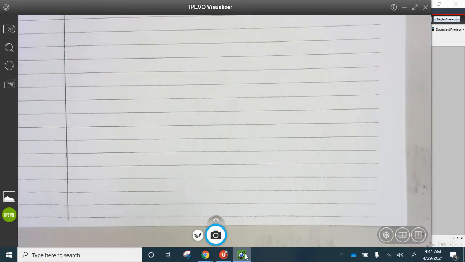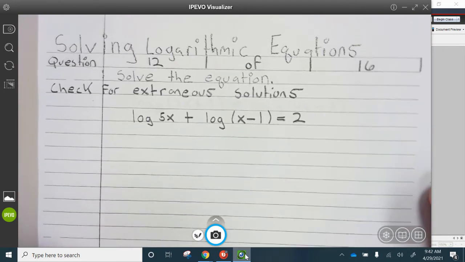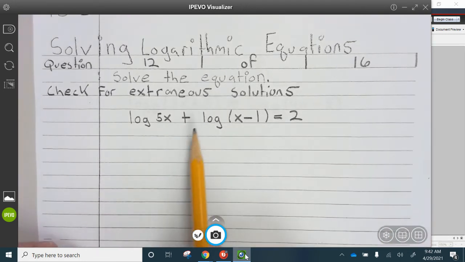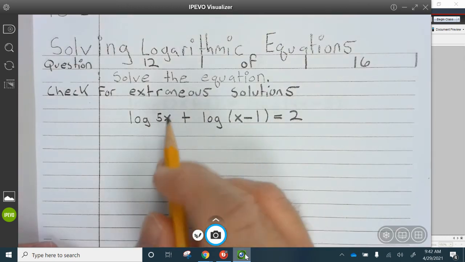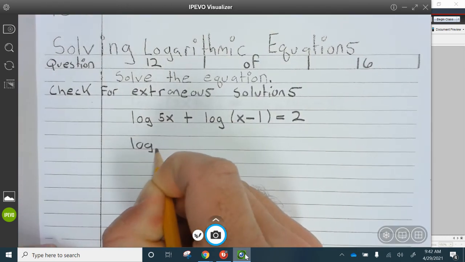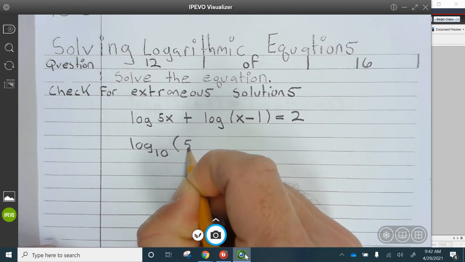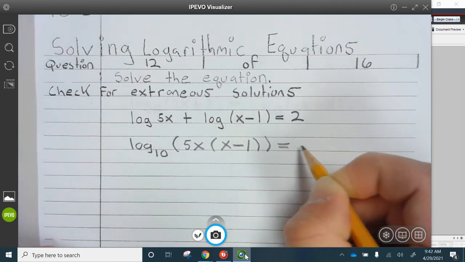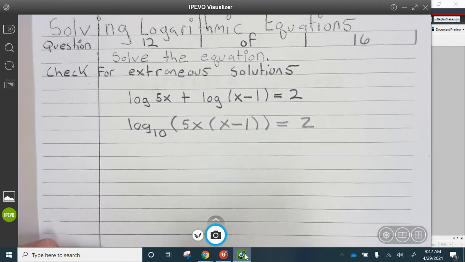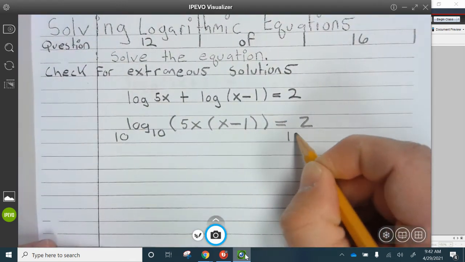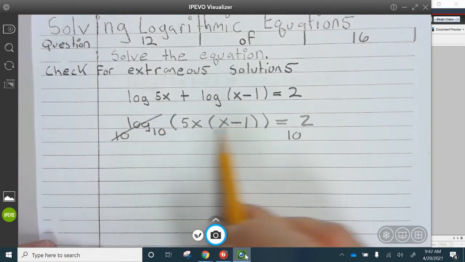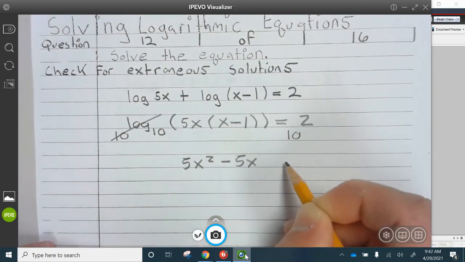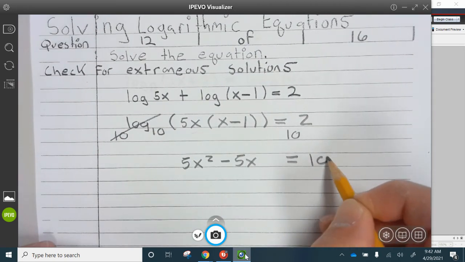All right, question 12 of 16. Solve the equation, and check for extraneous solutions. Now when you add, you multiply, and if there's no base, we assume base of 10. So log base 10 of 5x times x minus 1 equals 2. I'm going to raise both to the base of 10. This cancels, we multiply, that's 5x squared minus 5x equals 10 squared, which is 100.